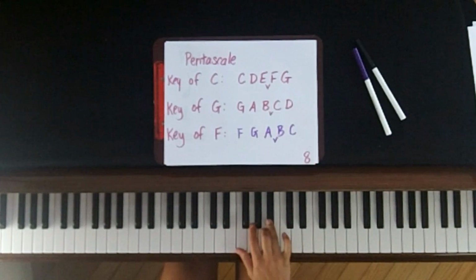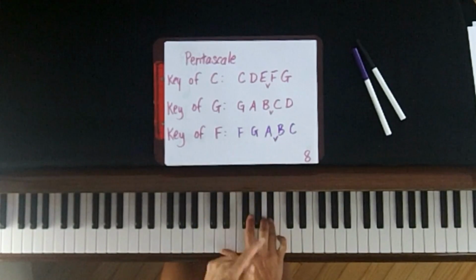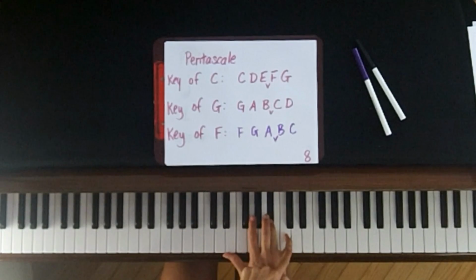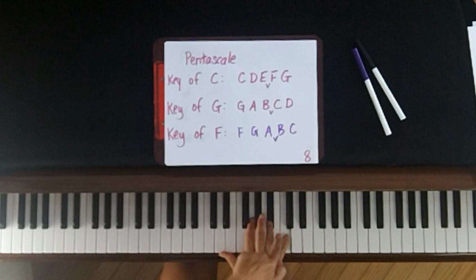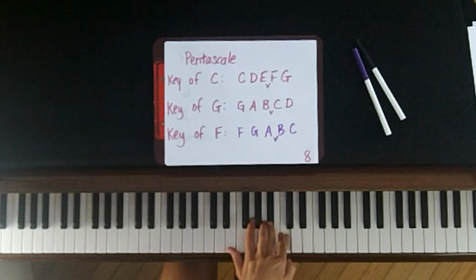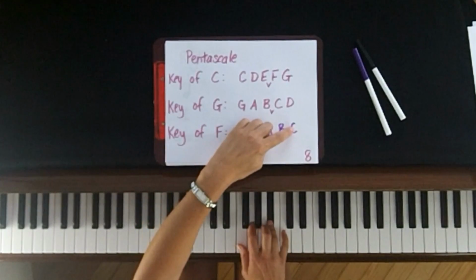This is called B flat. So we have F, G, A, half step to B flat, and then C. So now between B flat and C, we have a whole step because we're skipping one key. It's a white key in this case. So here we have F, G, A, B flat, C.